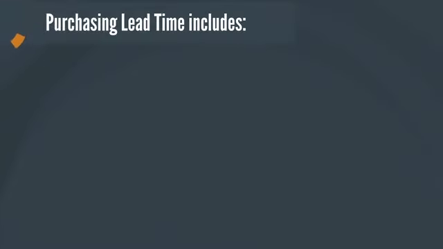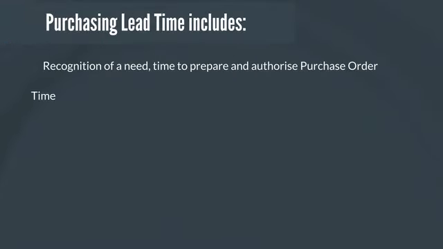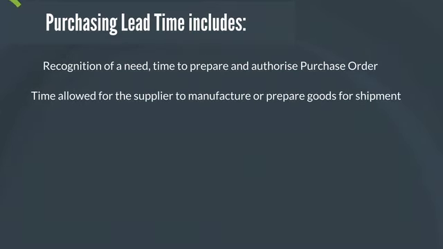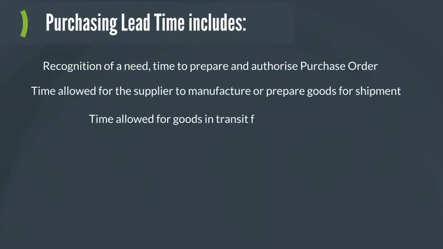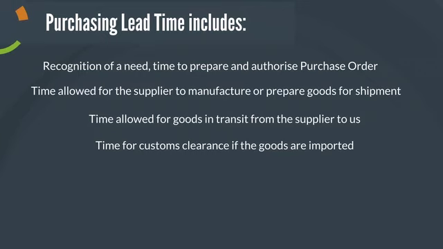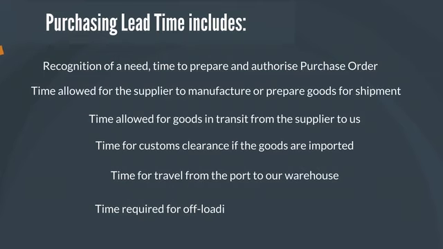Purchasing lead time includes recognition of a need, the time it takes to prepare and authorize a purchase order, the time allowed for the supplier to manufacture or prepare goods for shipment, the time allowed for goods in transit from the supplier to us, time for customs clearance if the goods are imported, time for travel from the port to our warehouse, and time required for offloading and putting goods away.